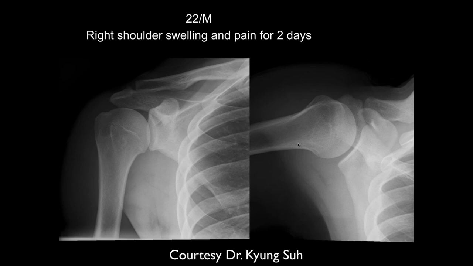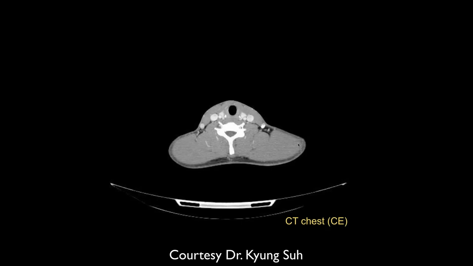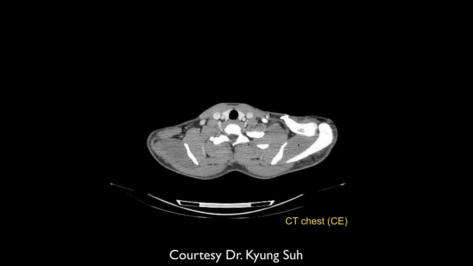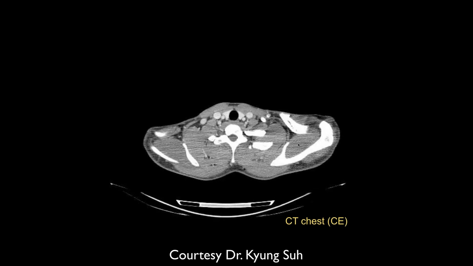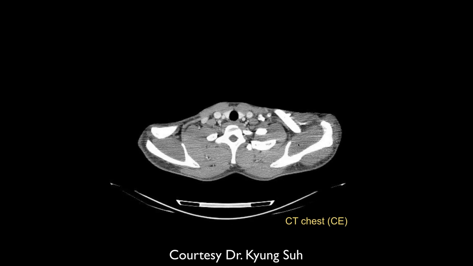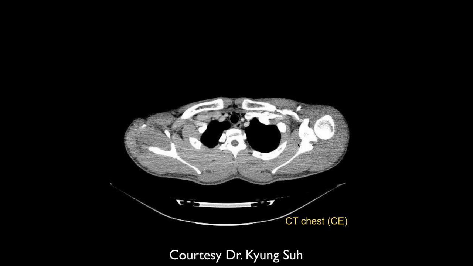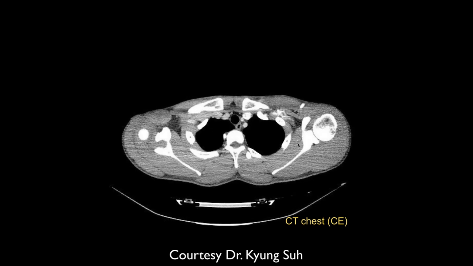Okay. I think on the computer that I'm looking at, there's some lucency in the greater tuberosity of the humerus, and maybe some swelling over the proximal arm laterally. Yeah, maybe. I'm not sure. Let's go through the CT. Okay, there's some asymmetric edema in the supraspinatus, maybe, right? It's swelling, thickening.